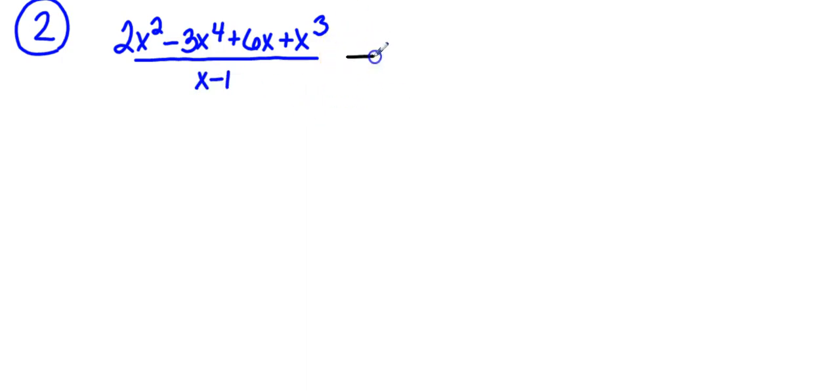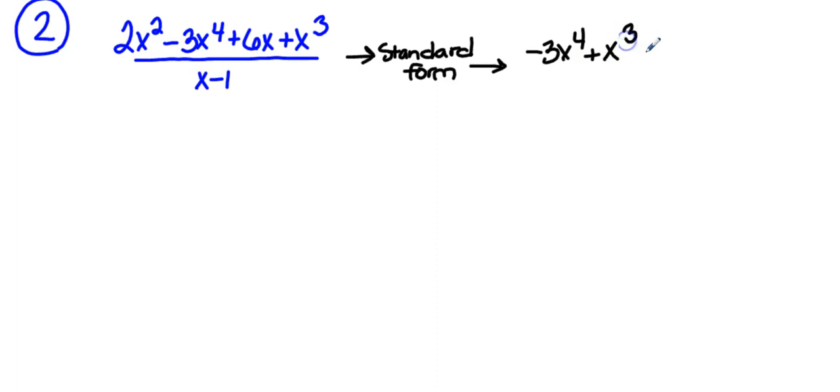We must have standard form before we can divide. So let's rewrite this in standard form, meaning highest power to lowest. What's the highest power that you see? It's negative 3x to the 4th. And then next in line would be the plus x cubed, then plus 2x squared, plus 6x is last, and that's it. 1, 2, 3, 4, 1, 2, 3, 4.